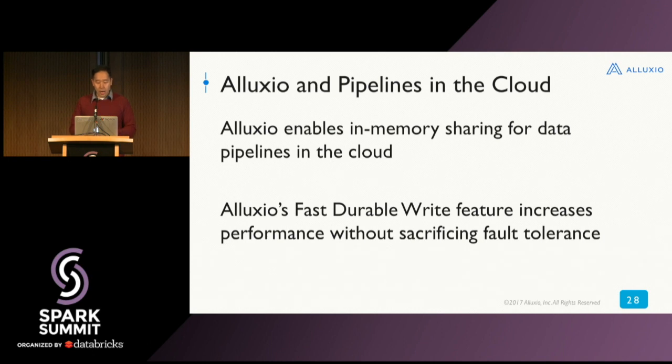So in conclusion, I described Alluxio and showed how Alluxio can enable in-memory data sharing between different stages and different jobs for pipelines in the cloud. And this is especially effective when we're running in the cloud with slower object stores. And also I talked about the fast durable write feature, how that is what enables a lot of these benefits, and how fast durable writes will try to increase the write performance for writes, but not have to suffer for the fault tolerance.